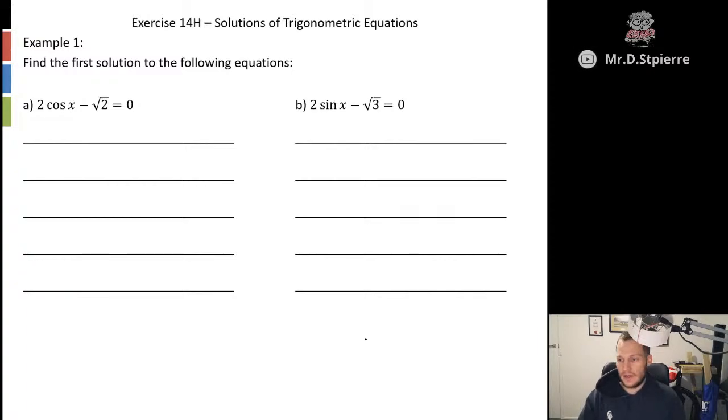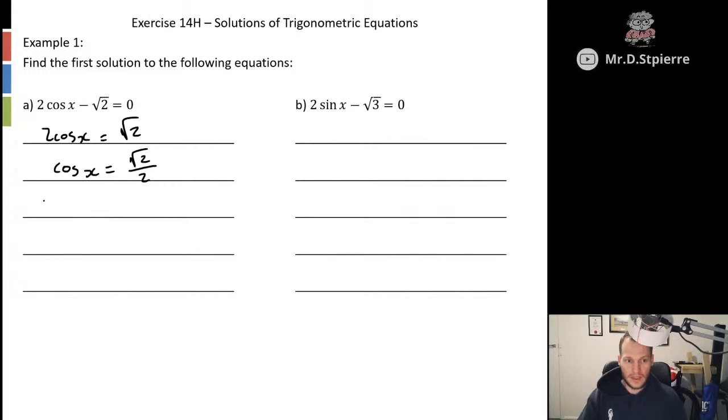Okay, so a couple of examples. One of these might be that issue where we end up with something negative. No, we're going to end up with all positive values. So find the first solution to the following equations. Well, we've got 2 cos x minus root 2 equals 0, so it follows that 2 cos x is equal to root 2, so cos x is equal to root 2 on 2.